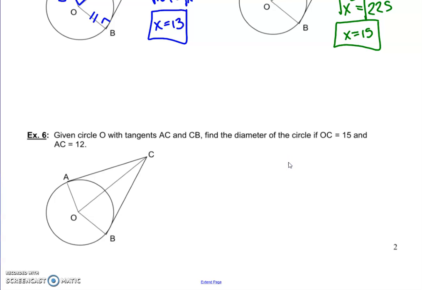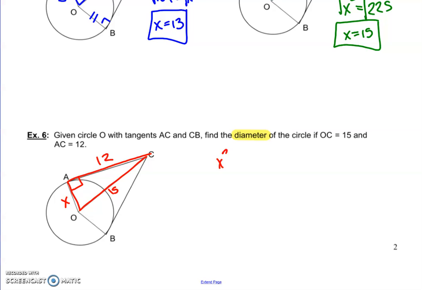And our last example. Given circle O, tangents AC and CB. Again, find the diameter of the circle. Oh, that's new. If OC is 15, so there's this side, and AC is 12. Well, remember, there's the right angle. I can't find the diameter yet. I need to find a radius. So we're going to find x, which is the radius, not the diameter. Just remember at the end, you need to find that. But first, we need to find x.